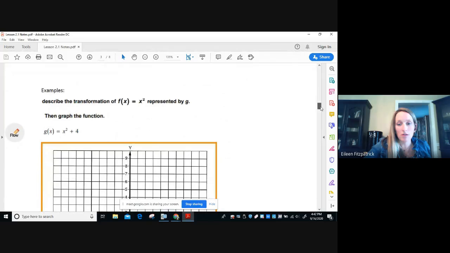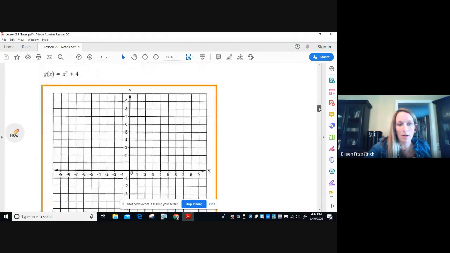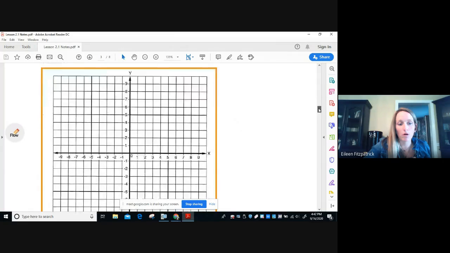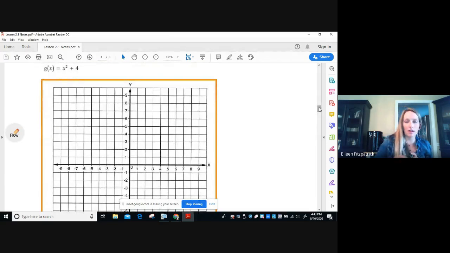Okay, so we're going to get right into graphing. It says describe the transformation of f of x equals x squared represented by the new function, and then graph the function. So we're going to write a little bit on the bottom of this page here. My parent function is f of x equals x squared. I'm going to write that down. And then my new function is g of x equals x squared plus 4. Maybe I can write it next to the graph, actually.